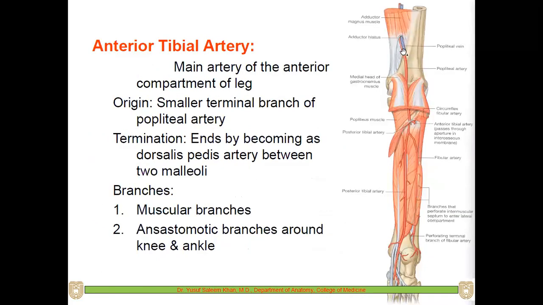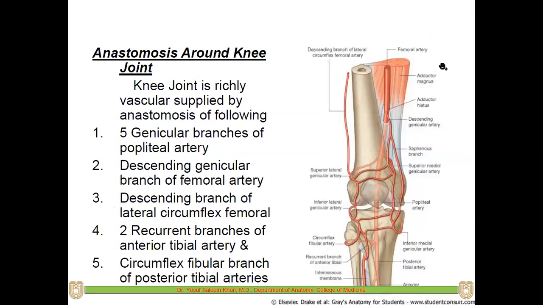Here you can see again. This is the same artery coming here into the popliteal region. Till here in the thigh it was the femoral artery. Once it enters the popliteal region, it becomes the popliteal artery.